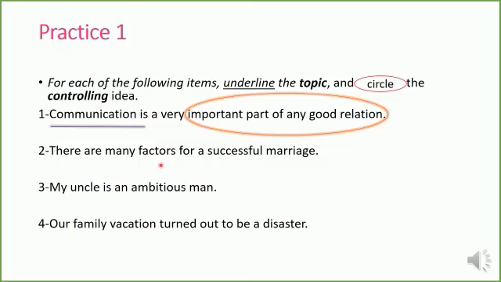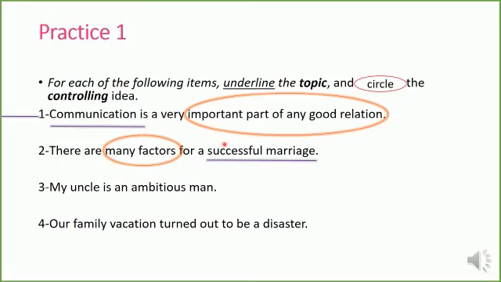Number 2, there are many factors for a successful marriage. So here, the topic is about what? Successful marriage. And the controlling idea is many factors. Okay? So here, if I want to write also a paragraph, it should be about what? Successful marriage. Exactly, in specific, many factors. So the supporting details, they should be the factors for a successful marriage.